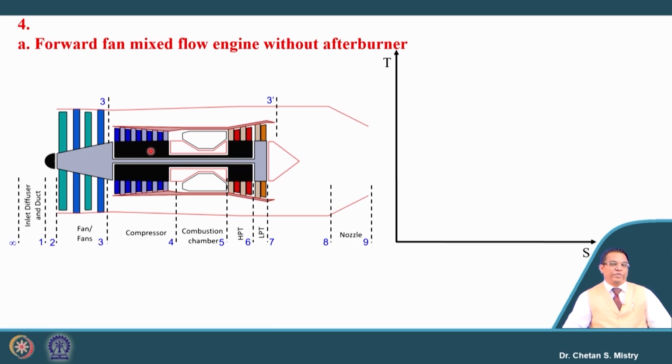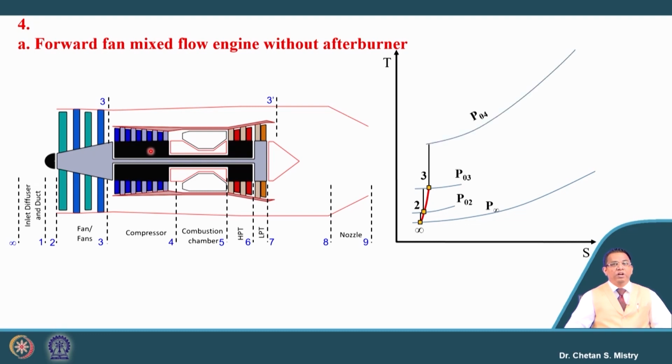Okay, let us look at how my flow will be on the TS diagram. Suppose I consider this as my entry condition, where we have our inlet, and my exit pressure is P02. The next component is our fan, which raises the pressure from P02 to P03. The next component is our compressor, which raises the pressure from P03 to P04. The component now is our combustion chamber.